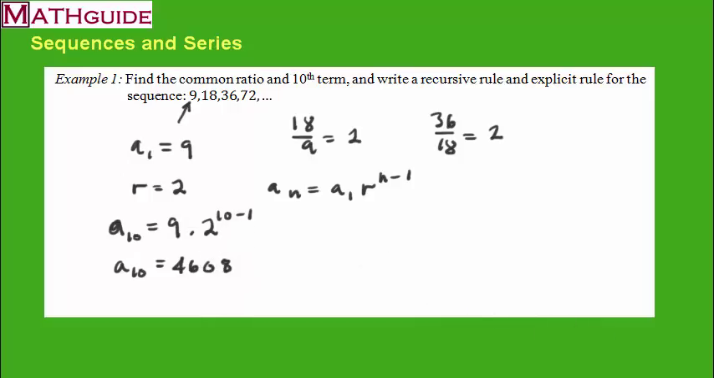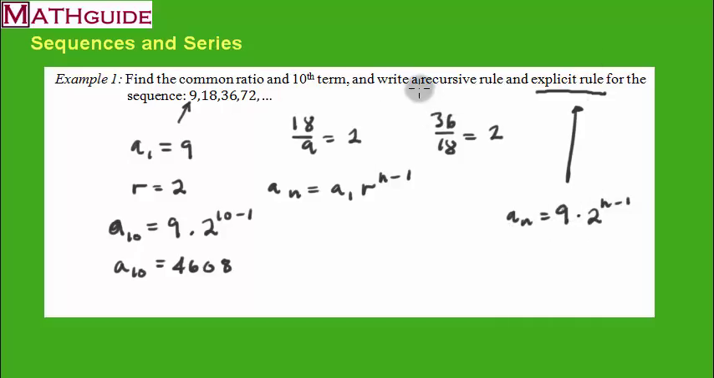Okay, there you go. So let's talk about the explicit rule. The explicit rule is a sub n. Let's get the first term. The first term is 9. Let's multiply that times the common ratio, r, except we know the common ratio is 2, and we know the n minus 1 power. So there you go. There's our formula for the explicit rule.